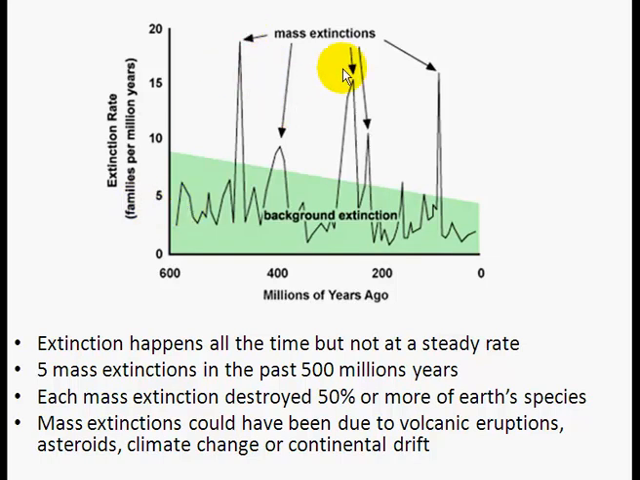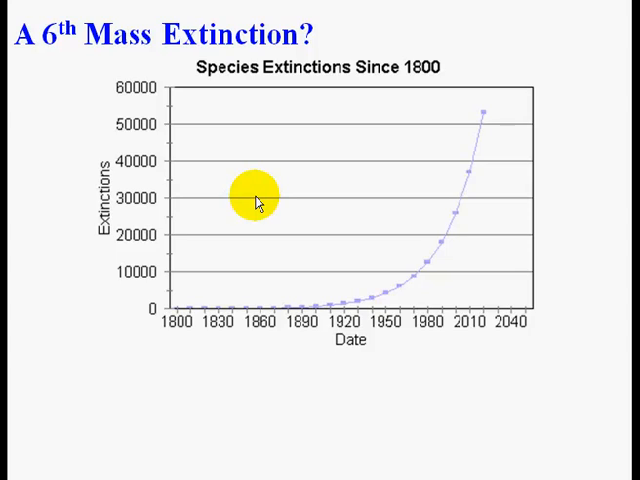There were 5 major mass extinctions over the past 500 million years, and these were probably due to dramatic environmental changes, like volcanic eruptions, asteroids, climate change, or continental drift. And each of these mass extinctions destroyed 50% or more of the Earth's species. But keep in mind that in between those mass extinctions, there were other smaller extinction events. And unfortunately, we may be experiencing a sixth mass extinction.